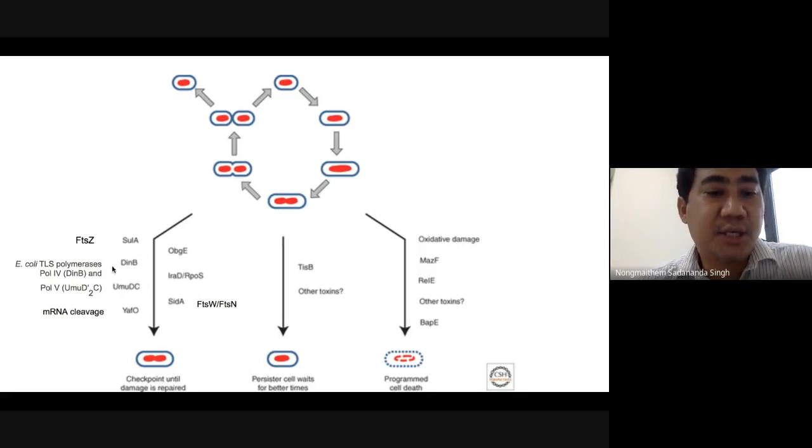Another way is induction of two polymerases. One is, of course, DNA polymerase 3, the main polymerase for DNA replication. But when the SOS response kicks in, when there is a lot of damage on the template DNA, it helps in the induction or expression of two other polymerases, that is DinB, which is DNA polymerase 4, and a polymerase comprised of UmuD and C called polymerase 5.